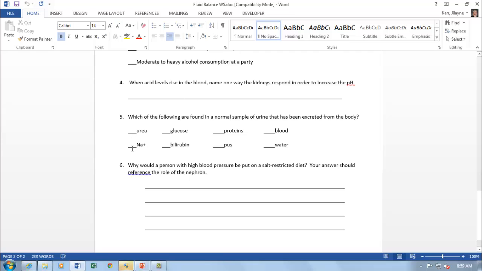People with liver failure will have a very dark urine because they have too much bilirubin because the liver is not helping convert some of that. Proteins? Nope, maybe a few, but pretty much no. So you should check urea, sodium, bilirubin, yes. Pus? No. Blood? No. Water?